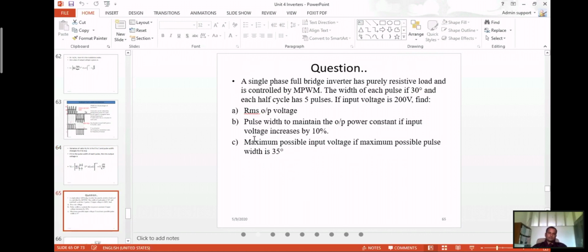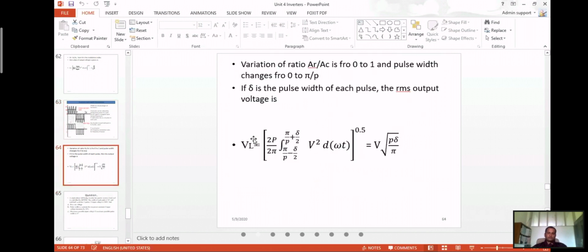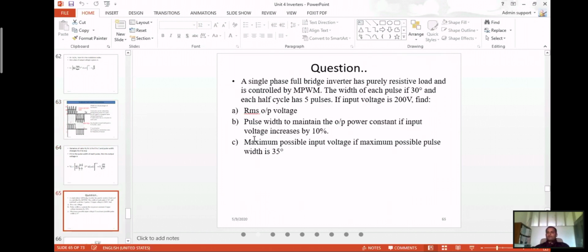So please try to solve this problem. It is a direct application of the formula. A single phase full bridge inverter has a purely resistive load and is controlled by multiple pulse width modulation. The width of each pulse is 30° and each half cycle has 5 pulses. The input voltage is given as 200 volts and you have to find the RMS output voltage. If the input voltage is increased by 10% with the output power constant, then you have to find the maximum possible input voltage if the maximum possible pulse width is 35 degrees. These are just direct applications of the formula.